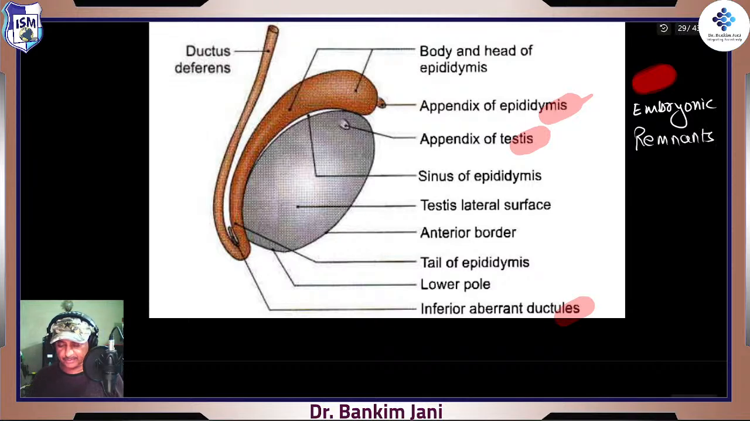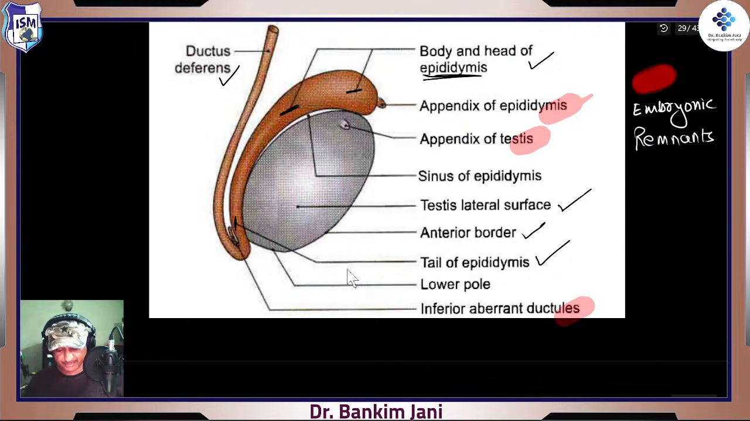Rest of the structure, this is the lateral surface, that's the anterior border. This means the epididymis is connected on the posterior aspect, and the ductus deferens will be carrying all the sperms. This is the epididymis: this is the body, that is the head, this one is the tail, the lower pole. So that's how a normal testis would look, right?